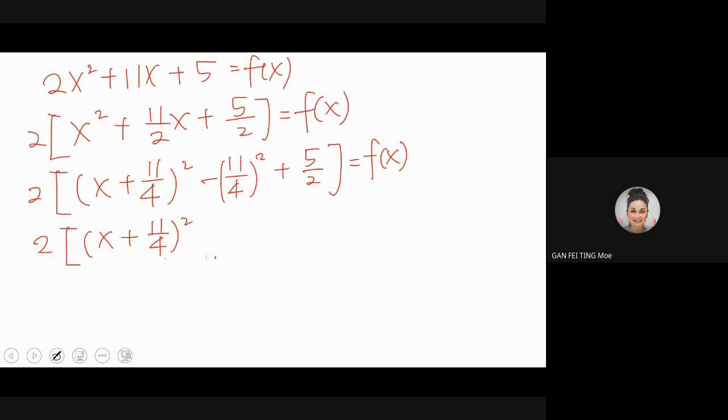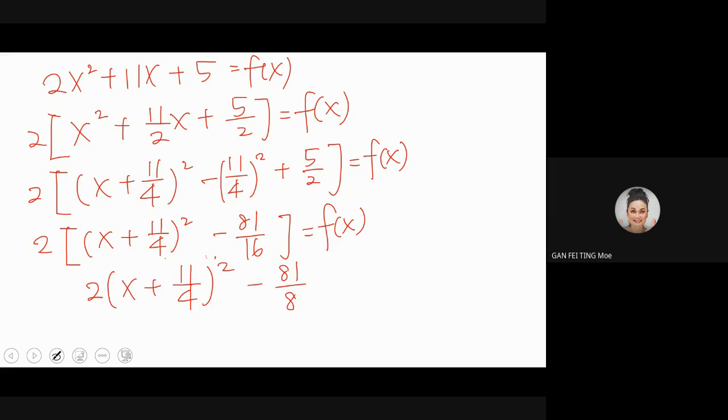11 over 4 squared. So I should have minus 81 over 16, correct? Equals fx. So when I expand, I have 2 times x plus 11 over 4 squared, then times 2, I get negative 81 over 8 equals fx. Why is it not the same as my graph?